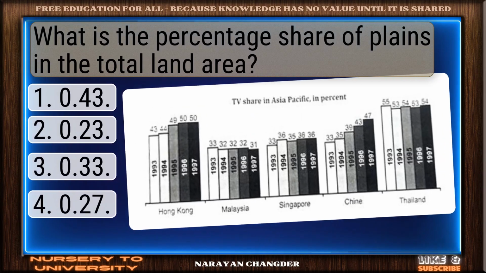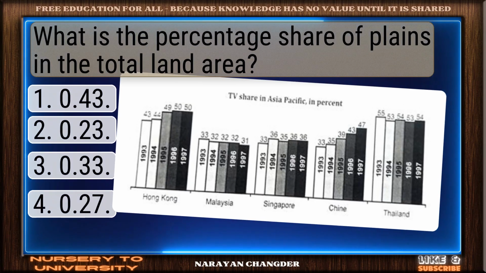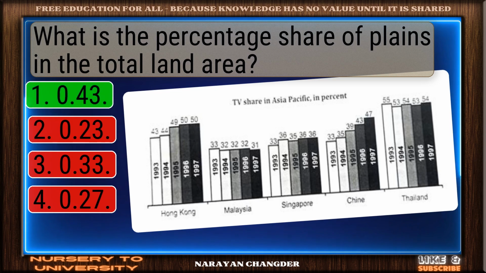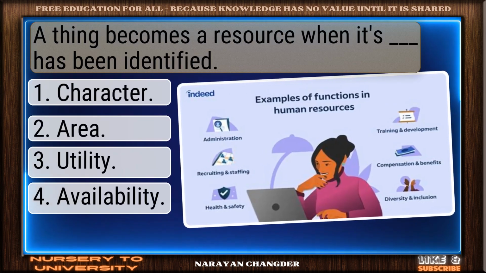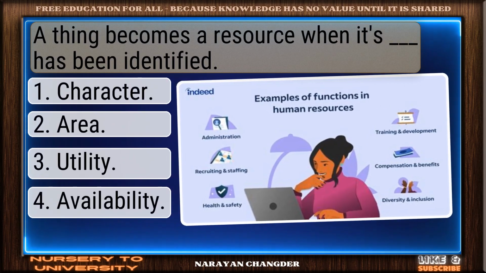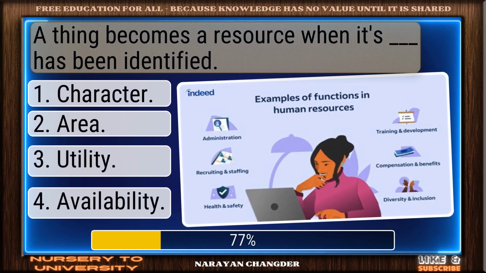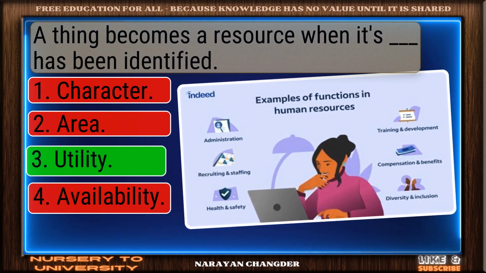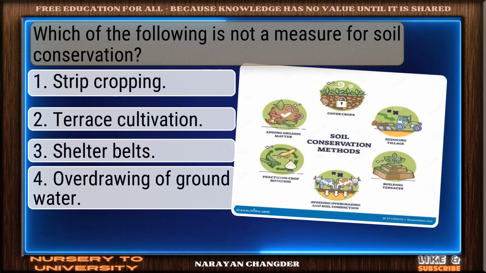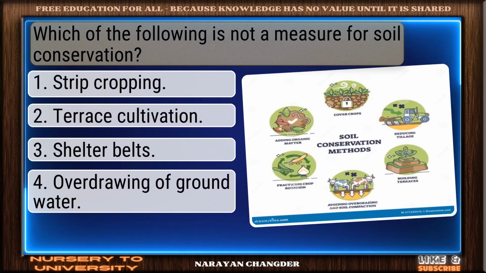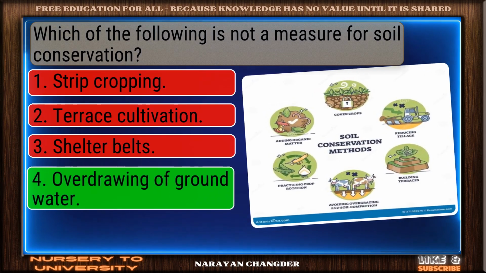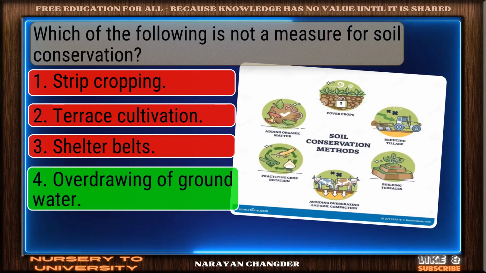What is the percentage share of plains in the total land area? Nice selection. 43% is correct. A thing becomes a resource when its utility has been identified. Exactly. Utility makes sense. Which of the following is not a measure for soil conservation? Great job. Overdrawing of groundwater is accurate.